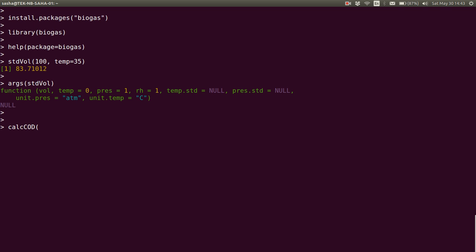calcCOD can be used to calculate the oxygen demand for anything that can be written as a chemical formula. So let's take a look at glucose, C6H12O6. It has a calculated oxygen demand of 1.07, and it's not necessary to capitalize. So for example, the oxygen demand of methane is quite high on a gram of oxygen per gram methane basis.